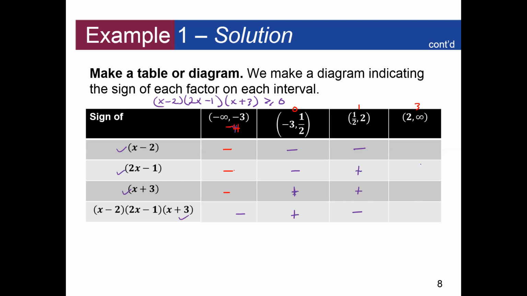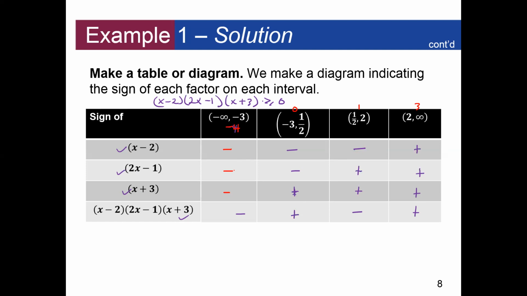The fourth one, where you have 3. 3 minus 2 is positive. Okay. 3 times 2 is 6, minus 1 is also positive. And then 3 plus 3 is 6, which is positive. Then positive times positive gives you what? Positive. So look at our inequality.